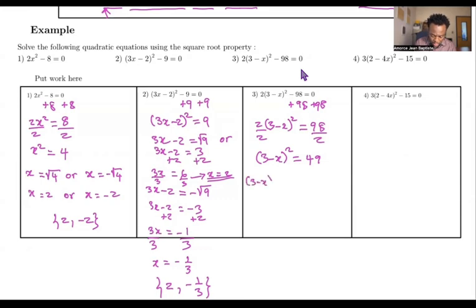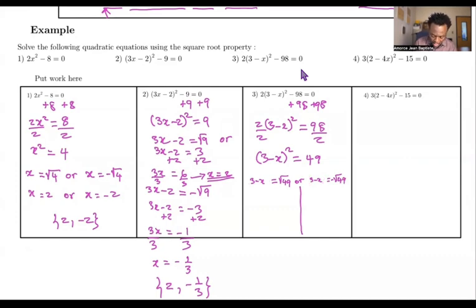3 minus x equals the square root of 49, or 3 minus x equals negative square root of 49. Okay, and now let's solve the first one. There's no square here, okay? Because you solve the square by taking the square root.